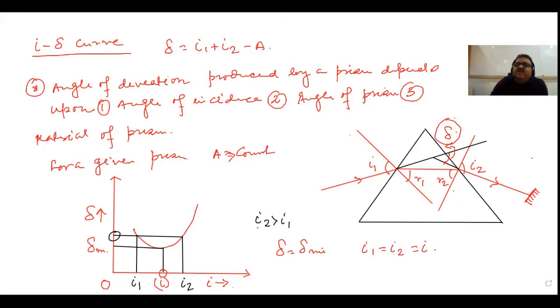Okay, so let me erase this. I'm going to show that proof: in case of delta minimum, that means if delta equals delta minimum, I1 equals I2. Now we know delta is equal to I1 plus I2 minus A. Now for a given prism, A is constant. Delta will be minimum if and only if I1 plus I2 possesses the minimum value. Then only the difference is minimum.